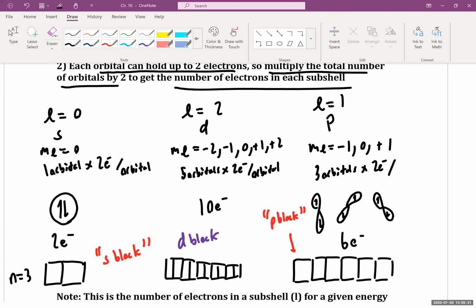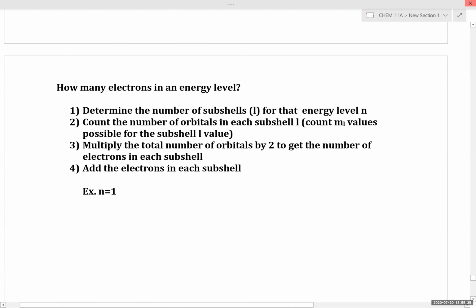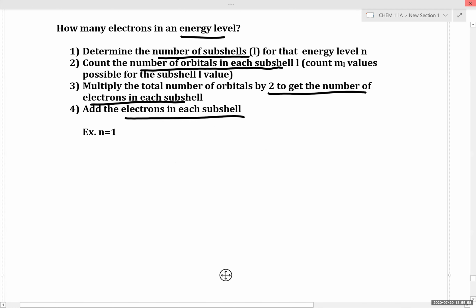Okay, so now that we have that set up, let's talk about how many electrons are found in an energy level or a shell. So what we're going to do first, we're going to determine the number of subshells. We're going to count the number of orbitals in each subshell. We're going to then multiply by 2 to get the total number of electrons, and then we're going to add the electrons in each subshell together.